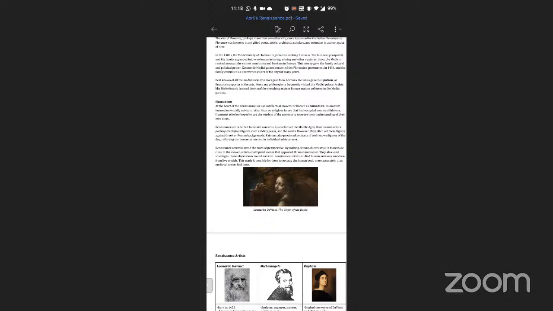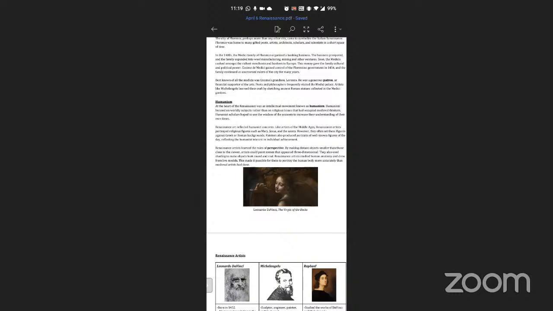However, they often set their figures against Greek or Roman backgrounds. Painters also produce portraits of well-known figures of the day, reflecting the humanistic interest in individual achievement. Renaissance artists learned the rules of perspective.